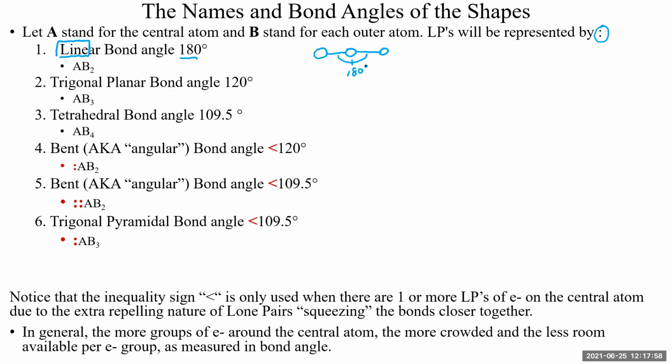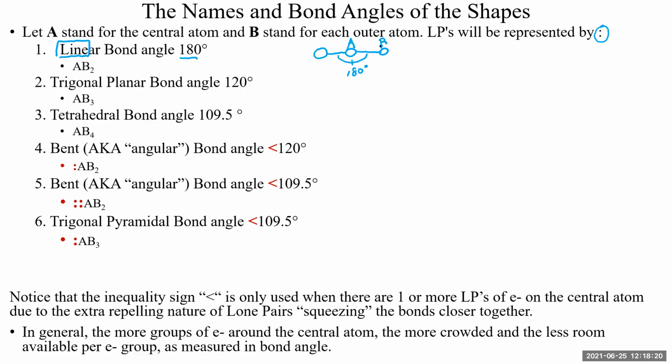180 degrees. A straight line is 180. So this is a linear shape. A linear shape will always have exactly the same arrangement of lone pairs and bonding pairs, or you could say it this way, lone pairs and bonds around the central atom. You will have a single central atom. Well, you always have a single central atom.